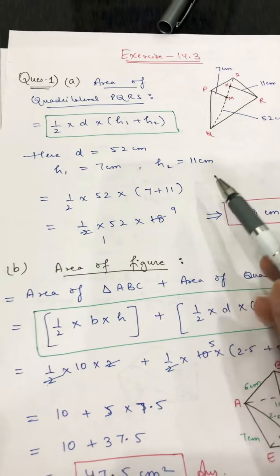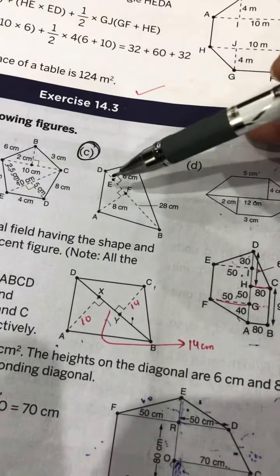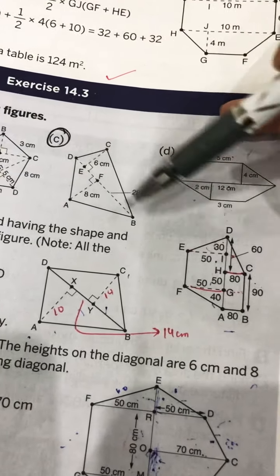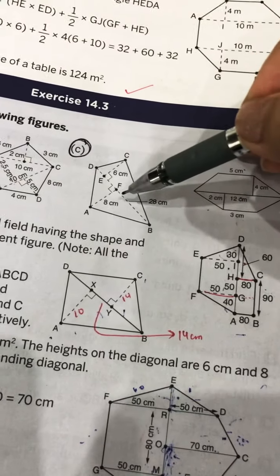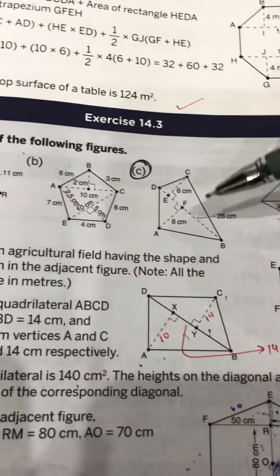Part number C, I have told in the class that part number C is absolutely same. This is part number C. It is absolutely same. See, in this diagonal is given and H1 and H2 is given. So you have to apply the formula of area of quadrilateral in this C part.